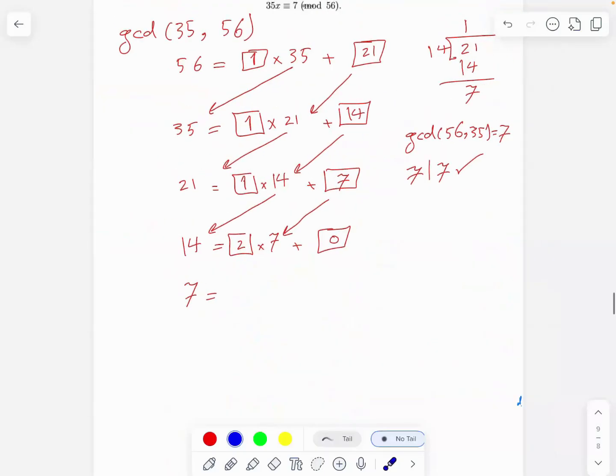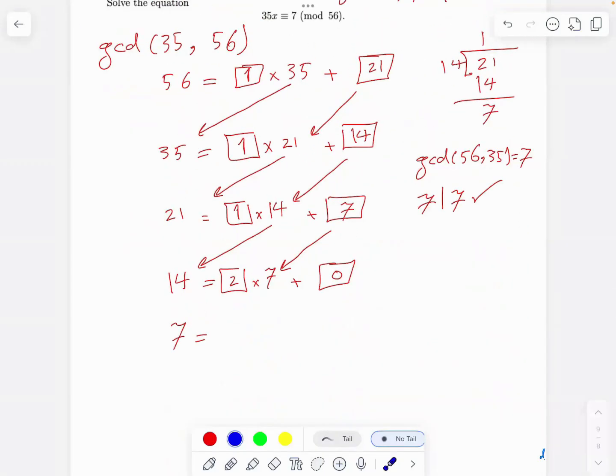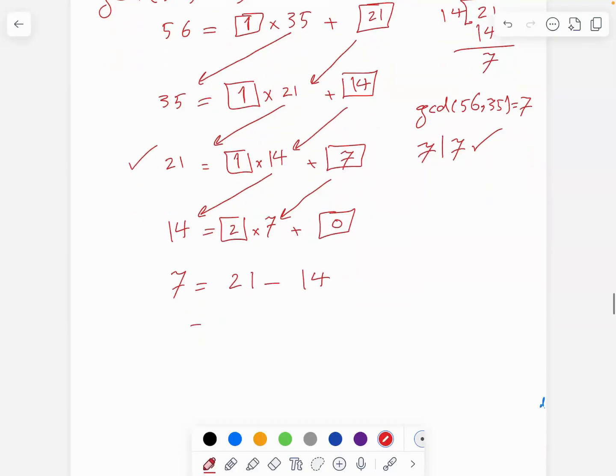All right, let's write the GCD as a linear combination of 56 and 35 with the Euclidean method. 7 is equal to 21 minus 14, which is 21 minus, inside round bracket, 35 minus 1 times 21. Let's rearrange this one. I prefer to write the bigger number first: minus 35, and minus 21 plus another 21 means 2 times 21.